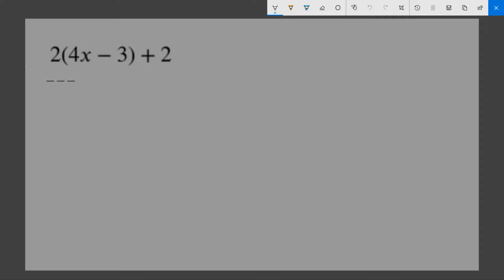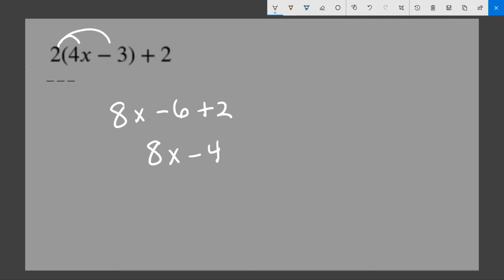I'm going to distribute this 2 in front to 4x and minus 3. So you get 8x minus 6, and then we have to add 2. So we get 8x minus 4. Okay? Don't add 6 and 2 to get 8 and just put minus 8.